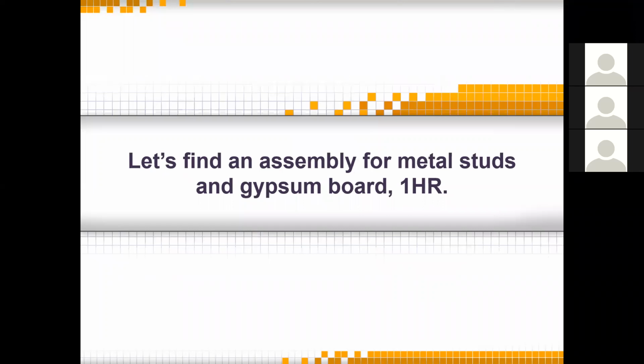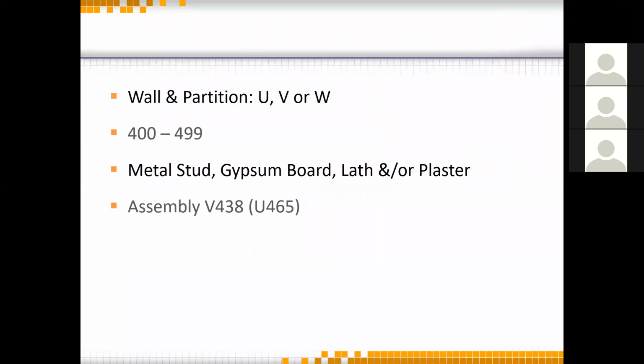All right, let's walk you through 3 assemblies, and then we're going to wrap things up with the most often questions we get that will kind of cover things we covered today. So let's look for a metal stud wall, gypsum board, 1-hour rating. We showed you how to do that on the website. And what we're actually going to do, where you find those would be a U, V, or W. The metal studs are in the 400 numbers. And then we're going to look at U465 in a little bit more detail. V438 is a 1 to 4 hour UL assembly. So the 1-hour version is the U465.